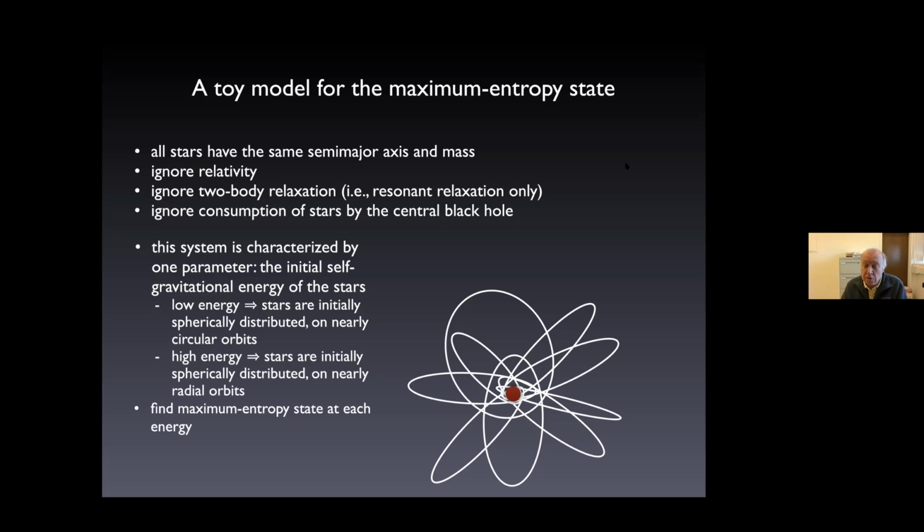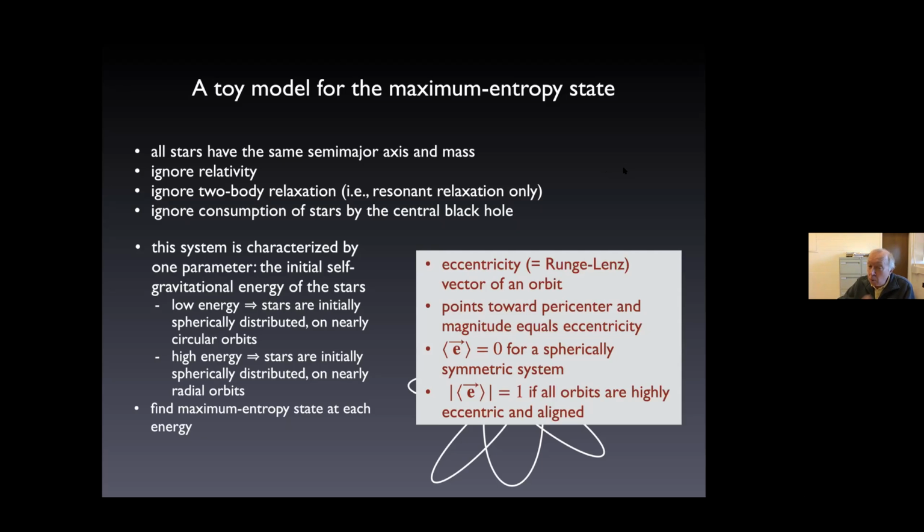In this sense, the initial energy is the self-gravitational energy due to the stars. A low energy example would be a system in which the stars are initially spherically distributed on nearly circular orbits. A high energy example would be where the stars are in nearly radial orbits. And then you just calculate for this simple toy model what the maximum entropy state looks like as a function of energy. There are many properties of the state that you can look at, but the one I'm going to focus on is the question of whether the maximum entropy state is spherical. And the simplest way to measure that is to use the eccentricity vectors of the orbits. These are vectors that point towards the pericenter of the orbit, whose magnitude is equal to the eccentricity. So for a spherically symmetric system, the mean eccentricity vector ought to be 0. And if the orbits were all highly eccentric and aligned, the mean eccentricity would be unity.